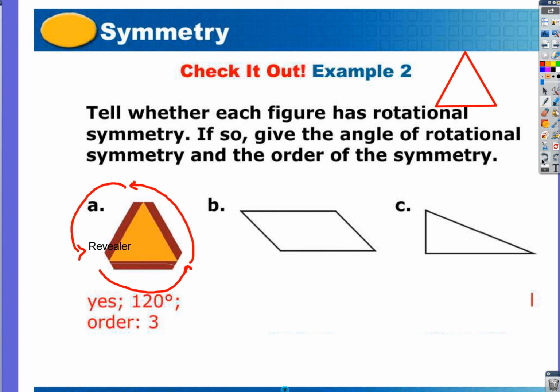So is there a way I could rotate that parallelogram and have it look the same? Only half a turn. Yes, because if I only turn it a quarter turn, it's going to be tall and skinny instead of laying flat. But if I do a full 180, yes. If my angle of symmetry is 180, how many 180s are there in 360? You don't know what 360 divided by 180 is? How many half turns are there in a full turn? 2.